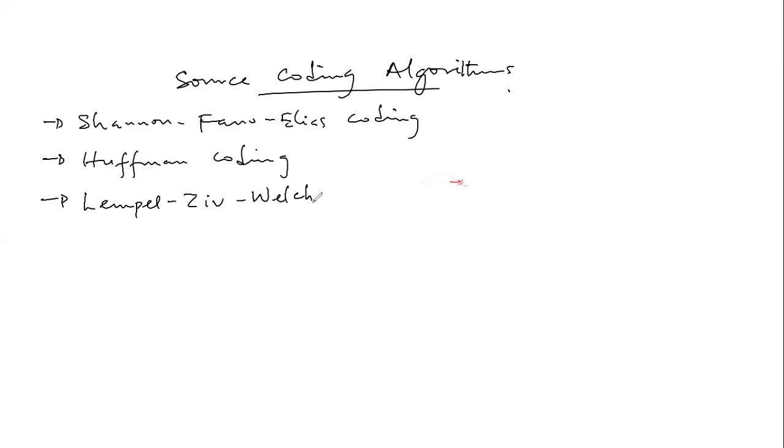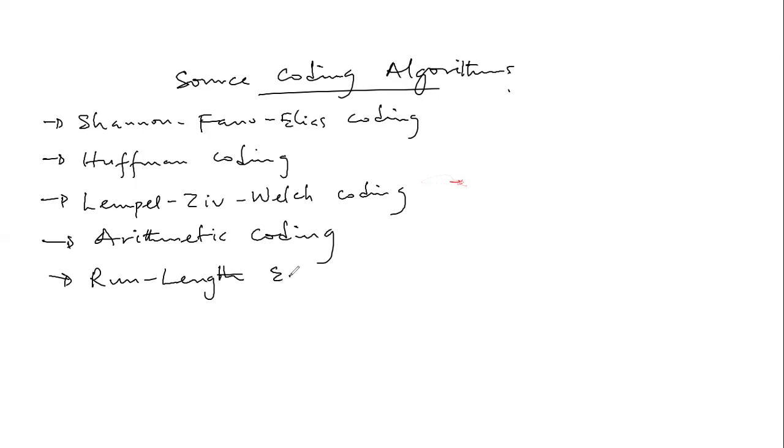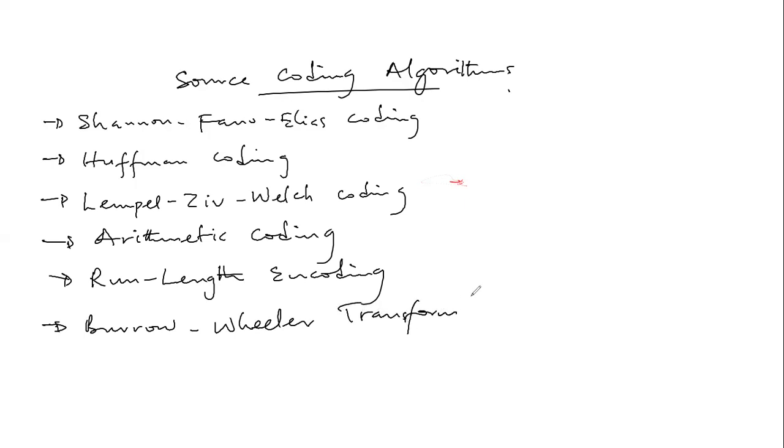Welch coding algorithm. Then we also have arithmetic coding. Then we also have the run length encoding. Then we have the Burrows-Wheeler transform, which follows directly from the compression coding algorithm. Then we also have predictive coding. So 1, 2, 3, 4, 5, 6, well, this is just 7. So these are some of those coding algorithms.